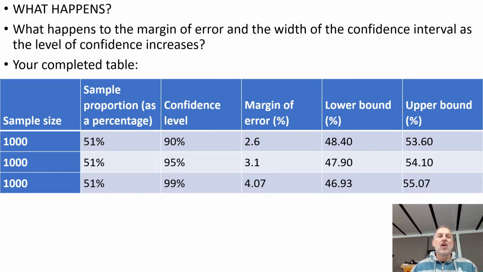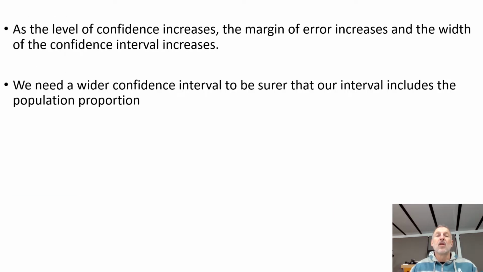What happens to the margin of error and the width of the confidence interval as the level of confidence increases? In other words, look at the confidence levels. When they increased, what happened to the margin of error? You know it by now, but as the level of confidence increases, the margin of error increases and the width of the confidence interval increases. We need a wider confidence interval to be surer that our interval includes the population proportion.